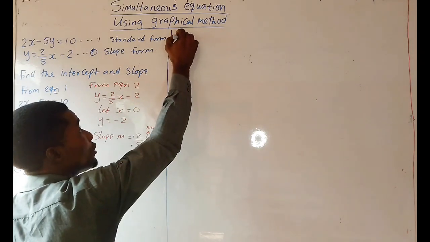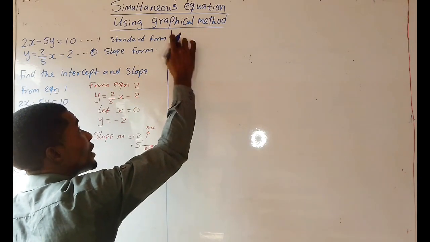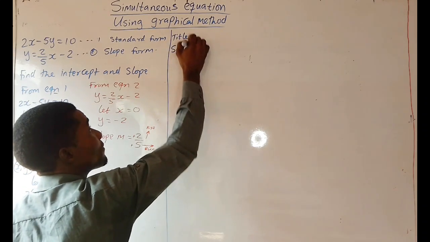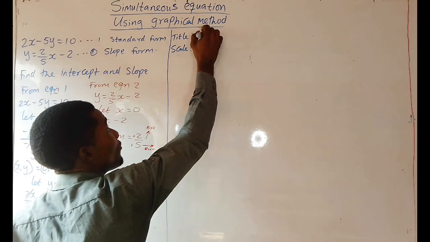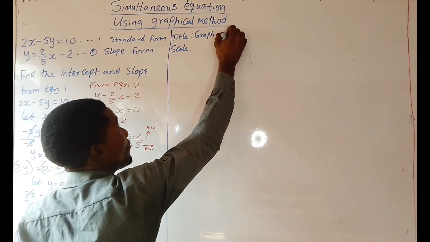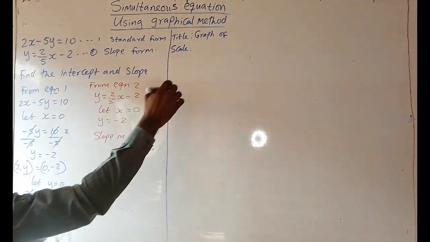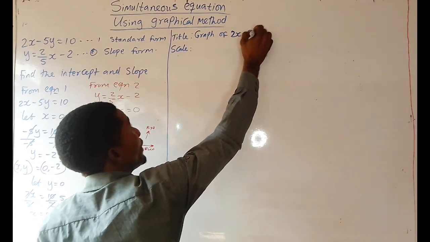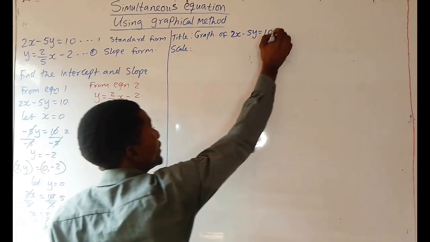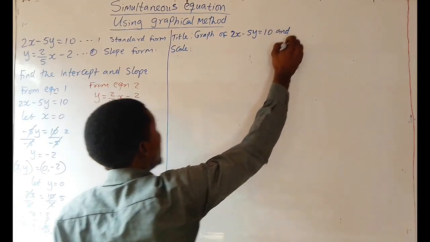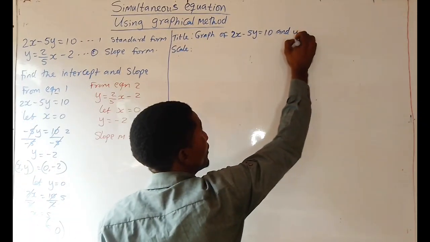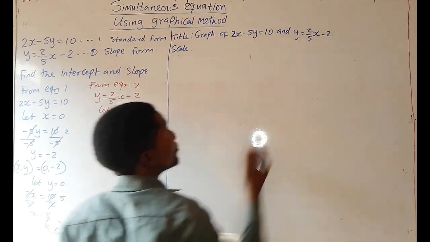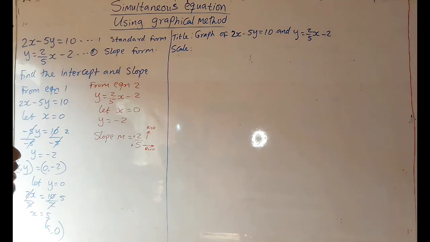Don't forget, I said, whenever you want to plot a graph, you get the title of your graph and the scale of your graph. So the title is graph of what's our equation? Graph of 2x minus 5y equals to 10 and y equals to 2 over 5x minus 2.